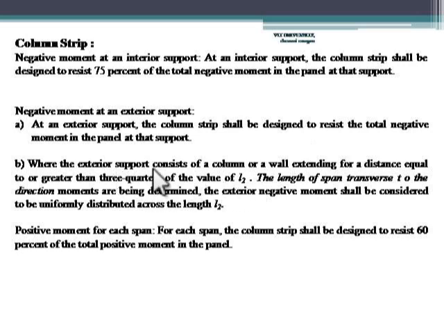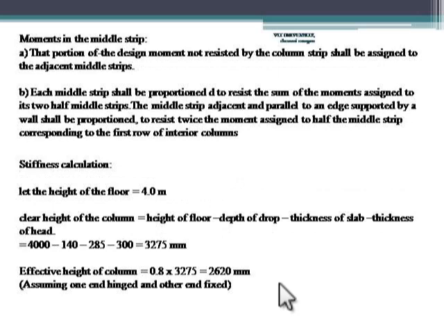For exterior support, which consists of a wall or a column extending for a distance equal to or greater than 3/4 of the value of L2, the length of the span transverse to the direction moments are being determined, the exterior negative moment shall be designed to be uniformly distributed across the length L2. For positive moment in column strip, for each span the column strip shall be designed to resist 60% of the total positive moment in the panel.